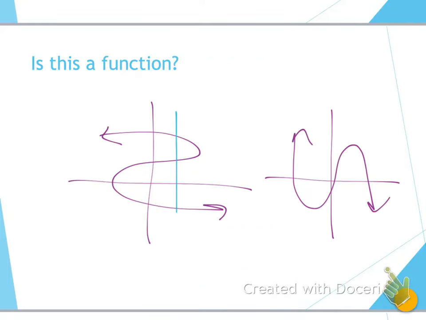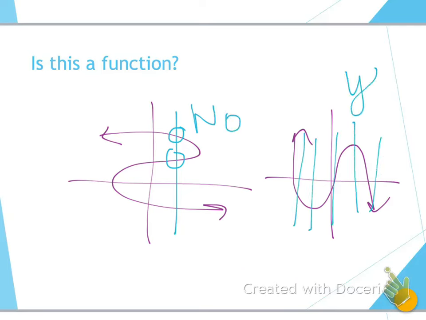Is this a function? We do a vertical line test. It crosses twice. So no. If I do a bunch of vertical lines, they only cross once. So yes, it is a function.